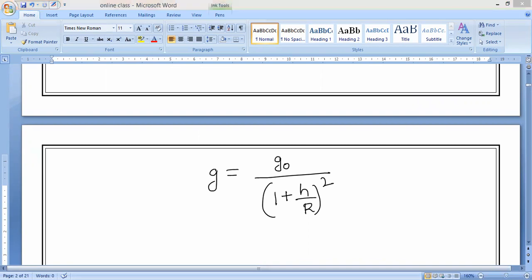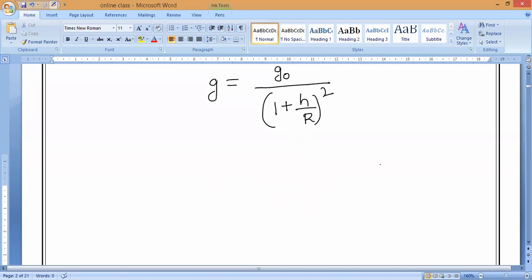Now, if h is less than r, in the sense that it is decreasing, going deeper inside the earth, if you keep on going deeper inside the earth, then the g value will change. It will go in the opposite direction. Then the g value will vary. Please write it. If h is less than r, you can consider it like this.